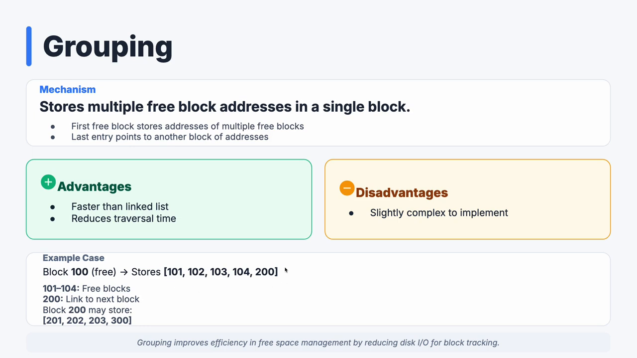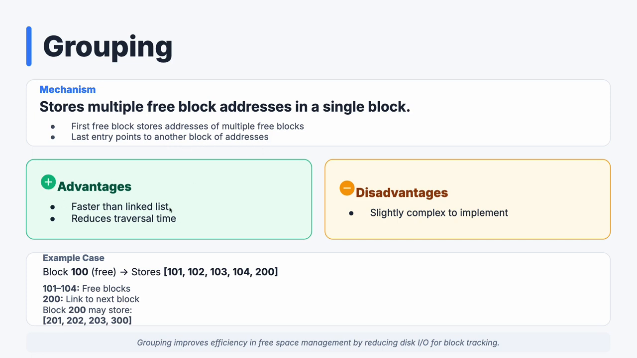So this is for block 100, this is the group. For 200, this is the group. We have 1, 2, 3, 4. This means that these 4 blocks are available. Then towards the end, it points to the next block. So 200 will point to this. We have 1, 2, 3, 300. The last one will point to another block of addresses.